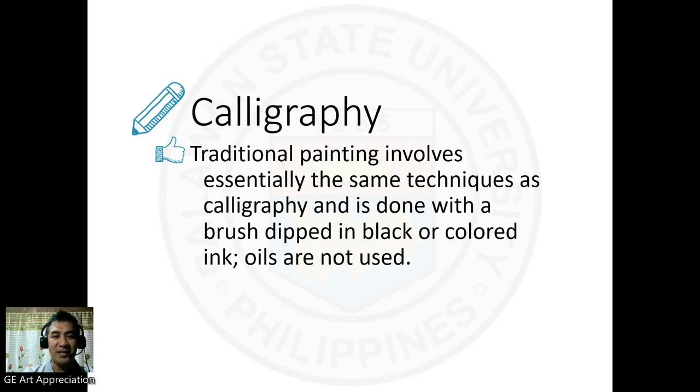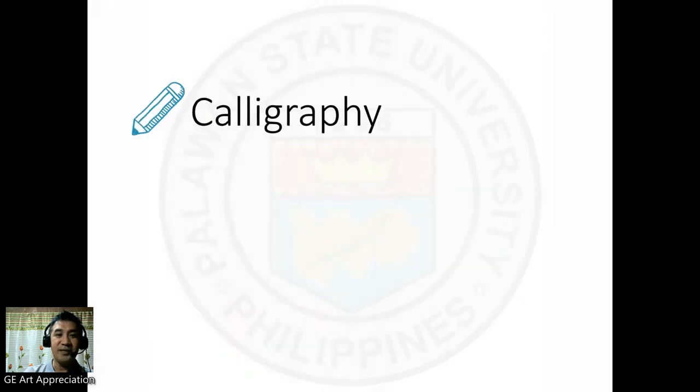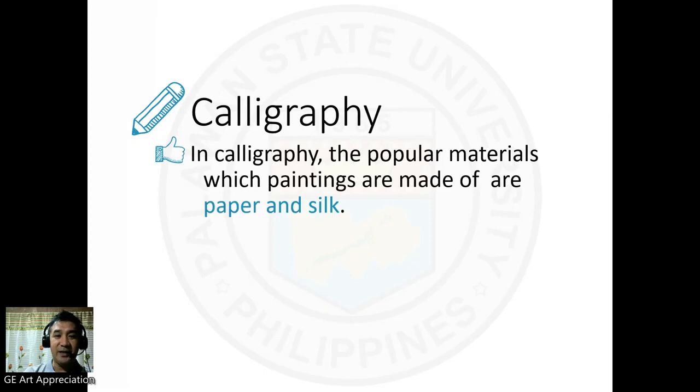Traditional painting involves essentially the same techniques as calligraphy and is done with a brush dipped in black or colored ink. Oils are not used. Kasi pag oil ang ginamit, medyo magkakalat-kalat siya. So it should be a natural black or colored ink. In calligraphy, the popular materials which paintings are made of are paper and silk. So yun lang yung materials na pwedeng gamitin if you are using calligraphy. Paper lang tapos silk.